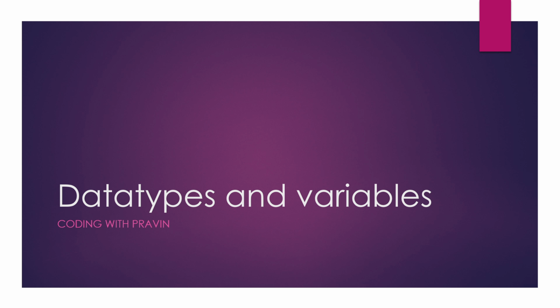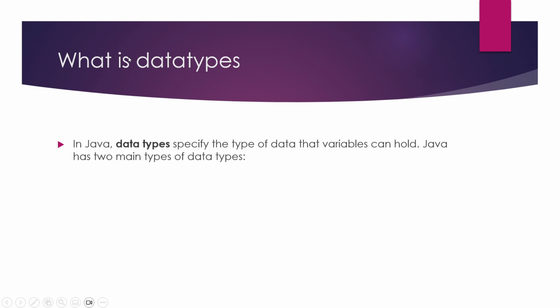And in this video we are going to learn data types and variables in Java. These are fundamental concepts in Java programming. Understanding them is crucial for writing efficient and error-free code. What are data types? We are first learning data types, and after this we will see about variables.